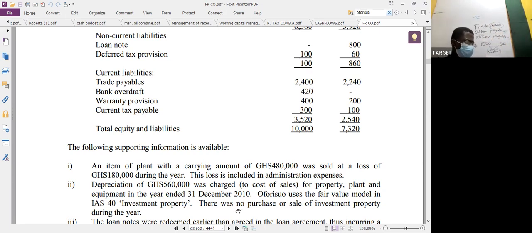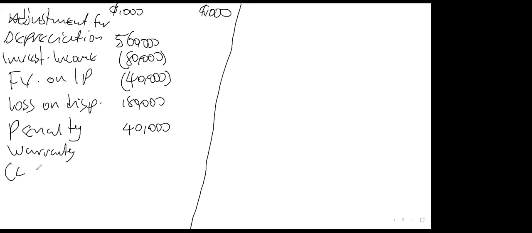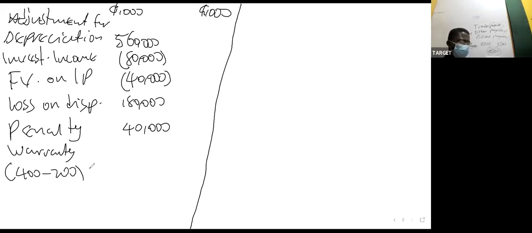So yeah, add 200. But you must show working. How did you get the 200? Don't forget the 200 is not in the question. So here, warranty. Open a bracket, 400 minus 200. What do you get? 200. I'm adding back. Agreed. So that is that.